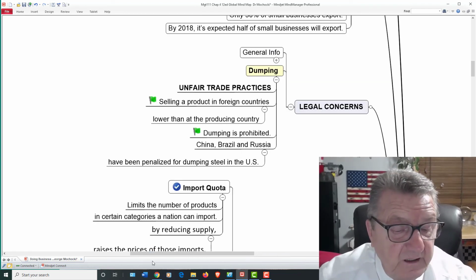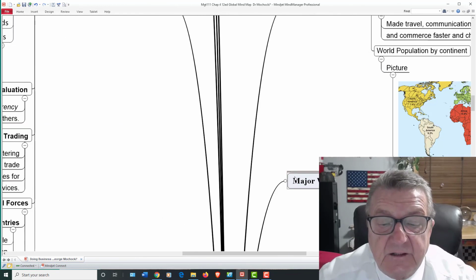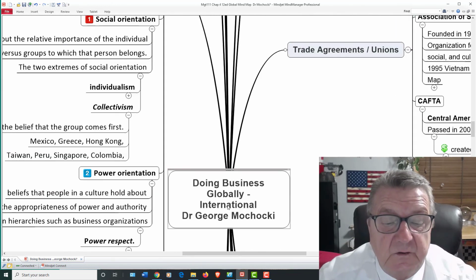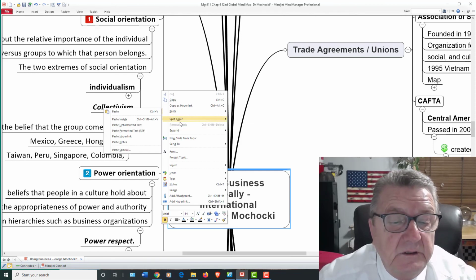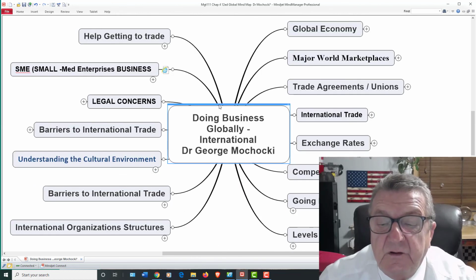That's our whole thing. Hopefully, I have this under half an hour, which is what I'm trying for. Remember, take the class. This is a quick overview. So when you're looking at going global, expand level one. Okay, so this is everything we covered.